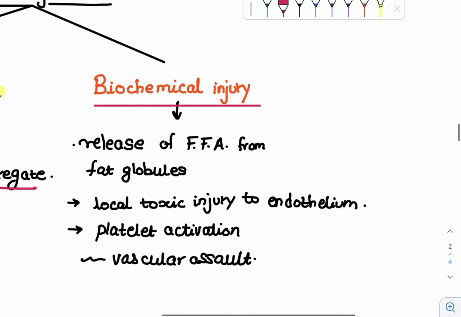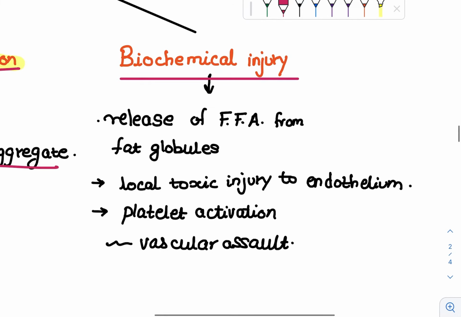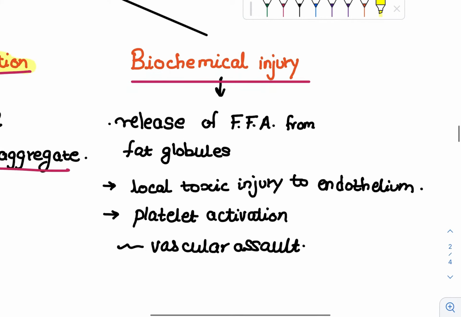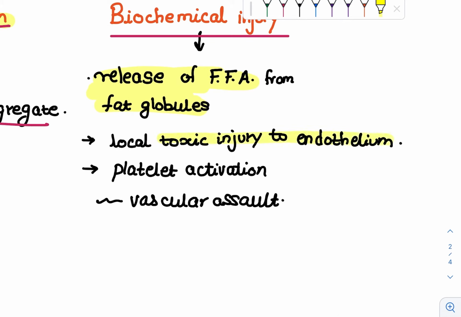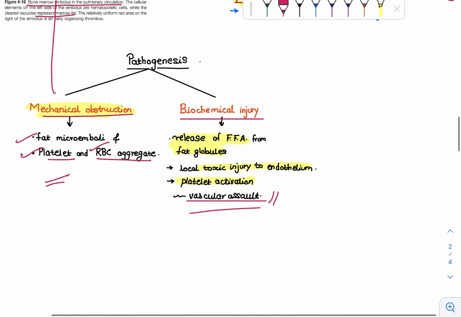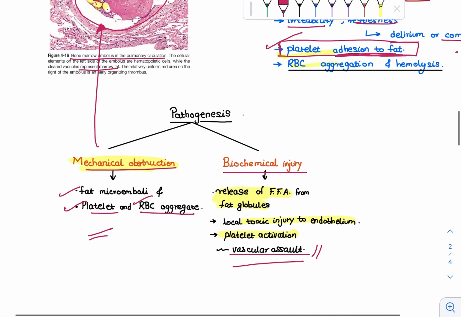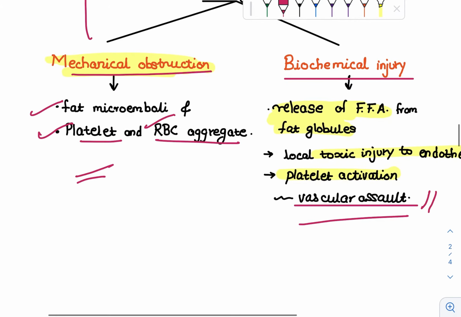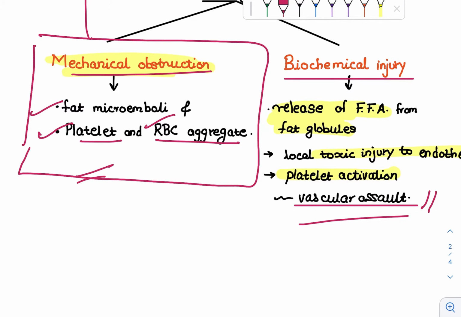The major symptoms are due to the chemical reactions which occur in case of embolism due to fat, because there is release of fatty acid from fat globules and this leads to toxic injury to the endothelium, platelet activation, and all these cause vascular assault. And this is the main reason for the clinical symptoms of fat and marrow embolism. And this is what makes it different from pulmonary embolism. In pulmonary embolism, there is mainly mechanical obstruction.